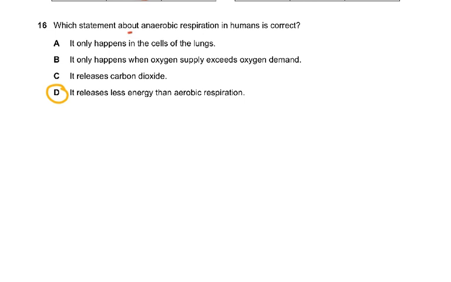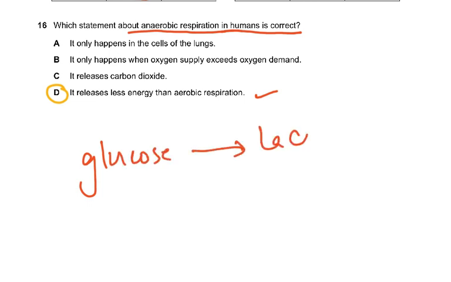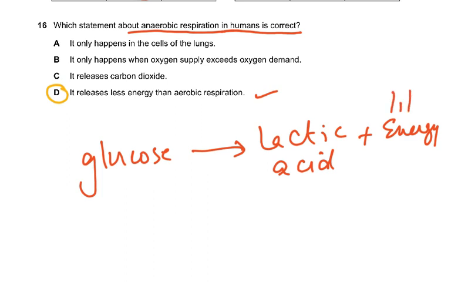Which statement about anaerobic respiration in humans is correct? It releases less energy than aerobic respiration. That is correct. You see, this was wrong: it can only happen in the cells of the lungs. No, anaerobic respiration only occurs in the muscles. It only happens when oxygen supply exceeds oxygen demand. Again, wrong. It releases carbon dioxide. No, in humans, it is just glucose, and it is converted to lactic acid. So basically, no carbon dioxide is produced, plus a little energy is released.